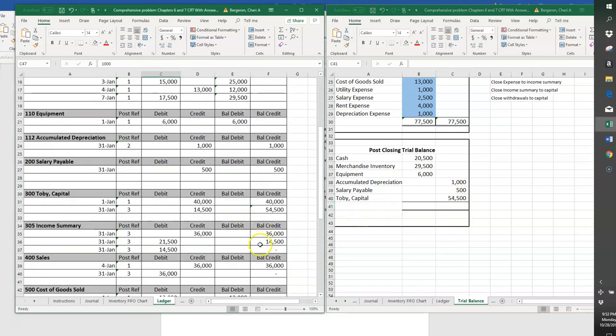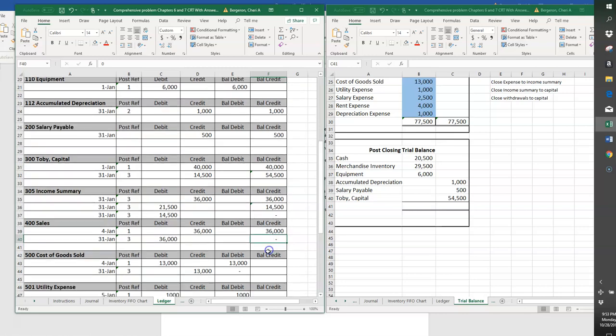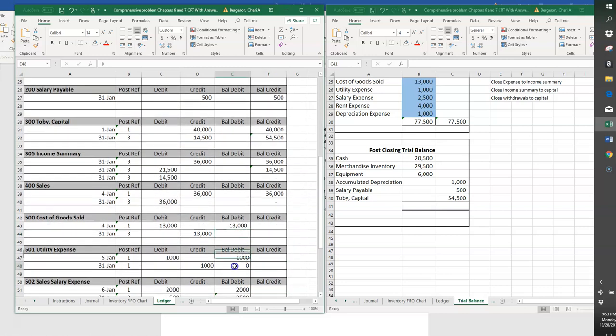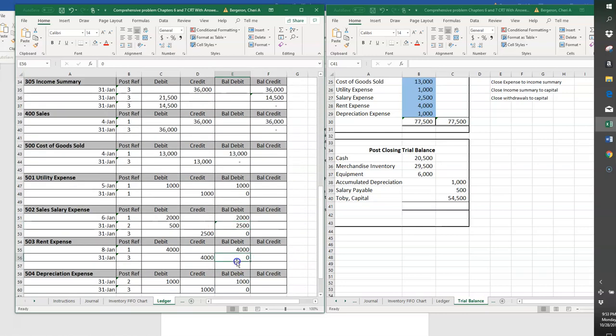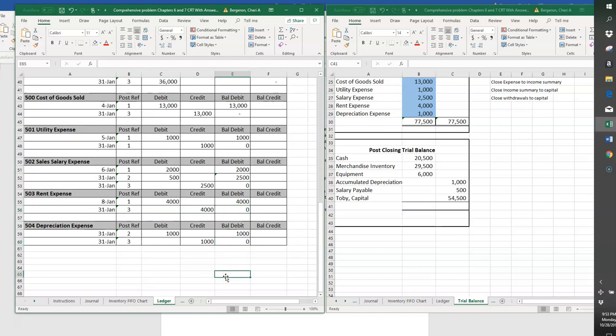And I keep going, but whoa, this has a zero balance, a zero balance, a zero balance, and so on. So I don't have to write any of those down. But I do need to double check that they are zero because that's what we are checking on.